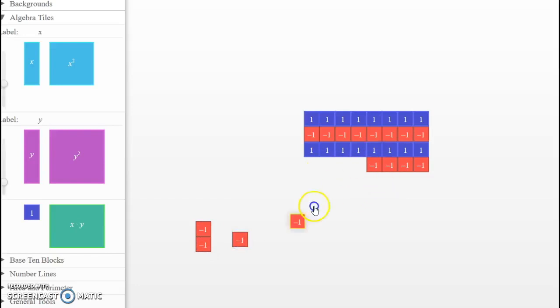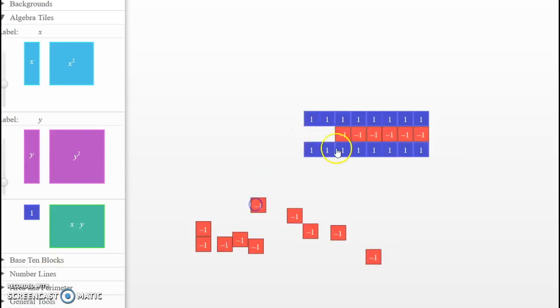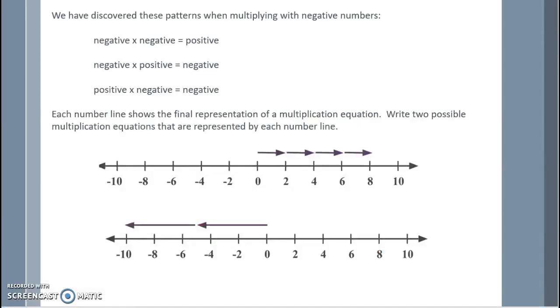1, 2, 3, 4, 5, 6, 7, 8. There's 1 copy. 1, 2, 3, 4, 5, 6, 7, 8. So we're left with positive 16. We have discovered these patterns when multiplying with negative numbers. A negative times a negative gives us a positive result. A negative times a positive or a positive times a negative give a negative result.